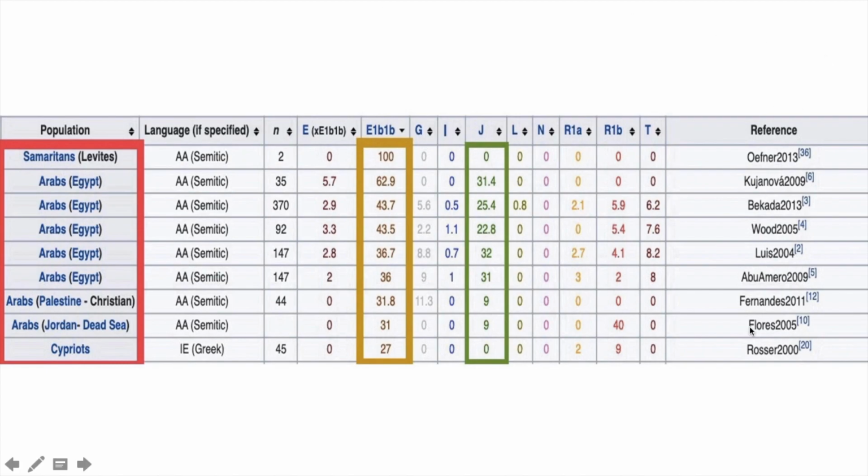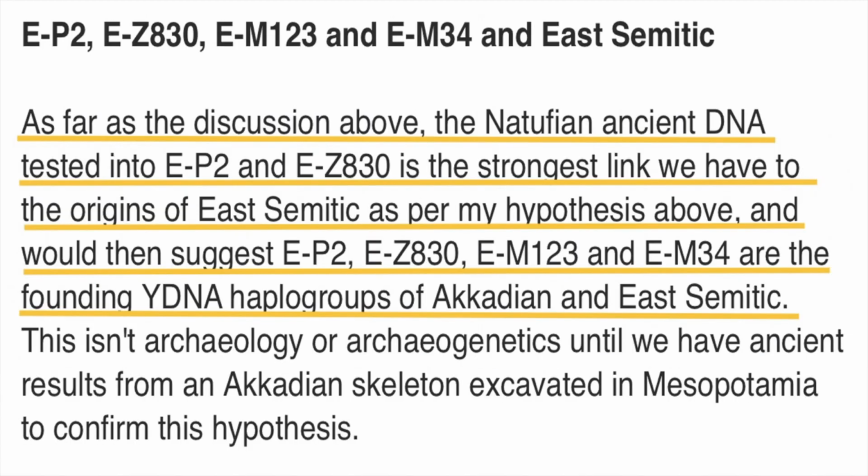Here are the references. And of course, they're not the only Semitic populations with E. Arabs in Egypt have E at 36% to 62%, as well as Arabs in Palestine who have it at 31%, and Arabs in Jordan have it at 31%. So this is very telling.